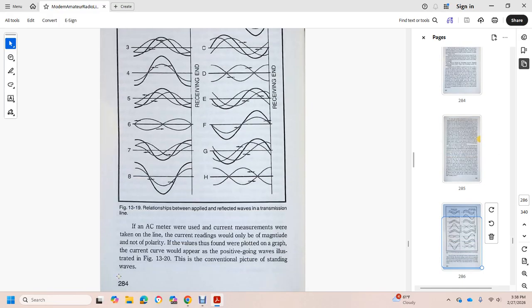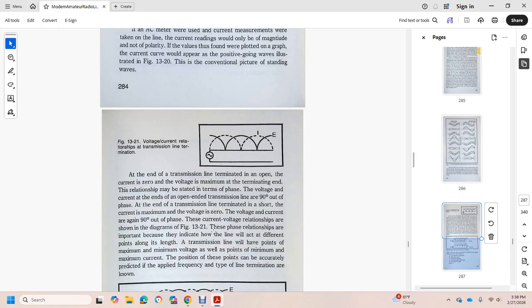In an AC meter used for current measurement on the line, the current readings would show only the magnitude, not the polarity. The value is found by plotting the graph of the current curve for the period of the plot with the going waves, illustrated in figure 13-20 with the conventional picture of the standing waves. At the end of the transmission line terminated open, the current is zero, rising to maximum toward the terminating end.